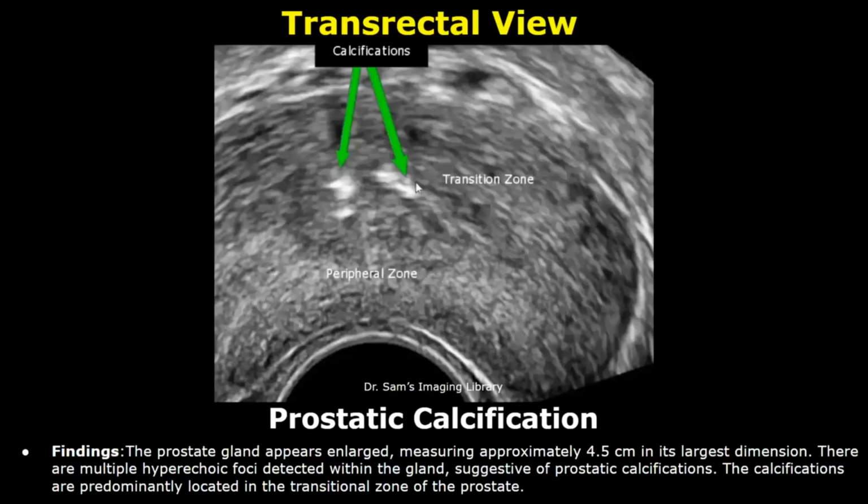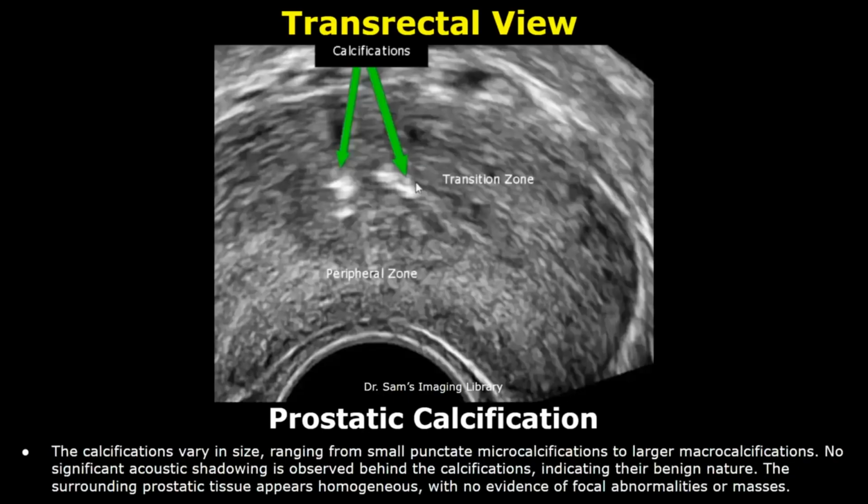Our first case is prostatic calcification, and these are the findings. The prostate gland appears enlarged, then its measurement is written. There are multiple hyperechoic foci detected within the gland, suggestive of prostatic calcifications. The calcifications are predominantly located in the transitional zone of the prostate.